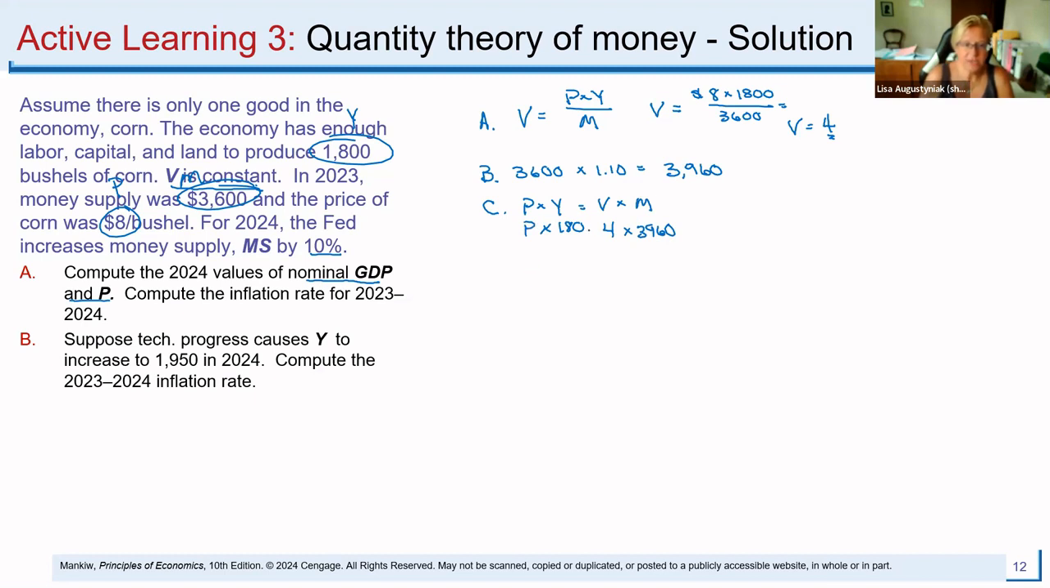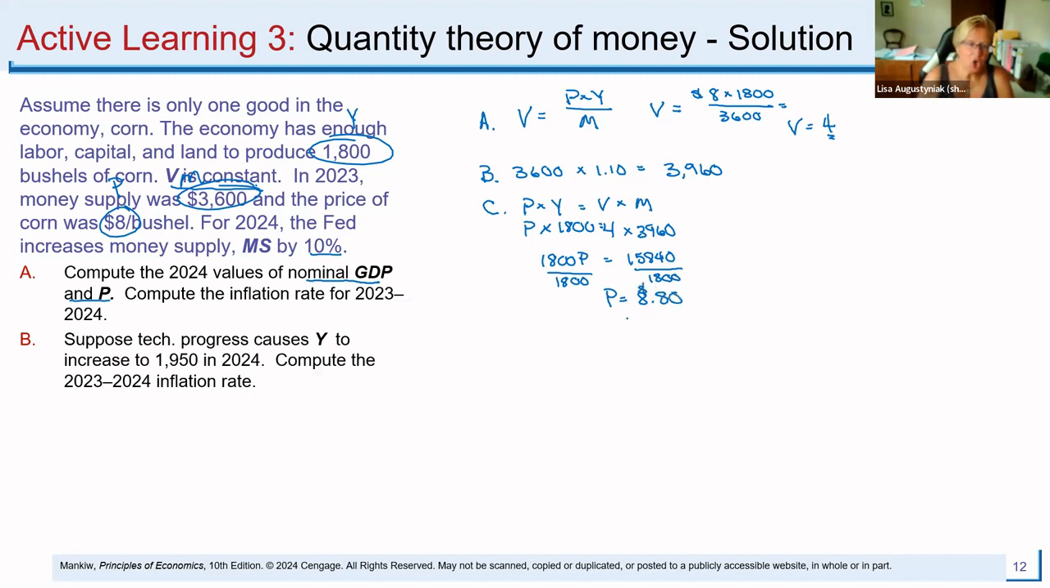So to clean up this equation, we're going to have 1,800 P is equal to 4 times 3,960, which is 15,840. Divide each side by the 1,800. And we get the price is going to increase to $8.80.